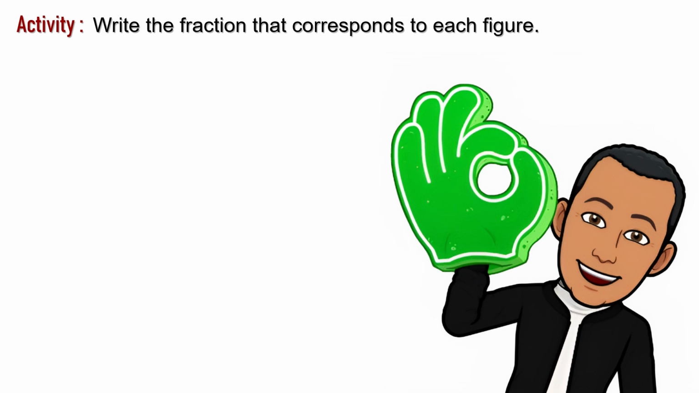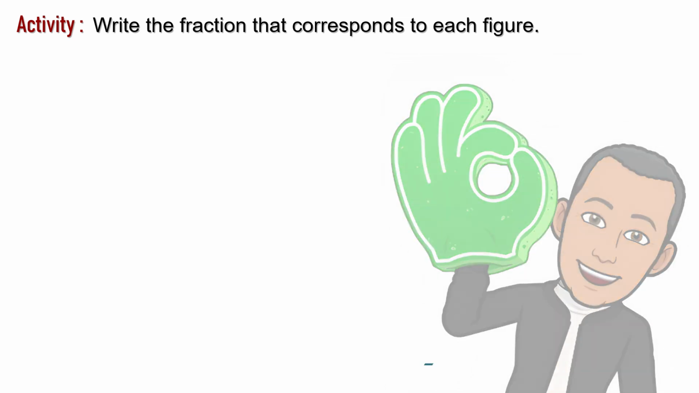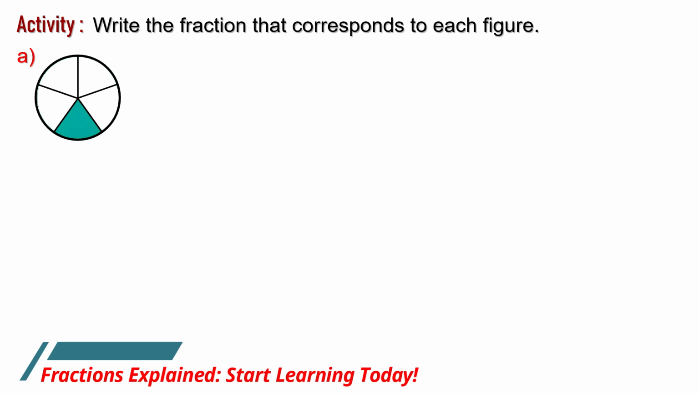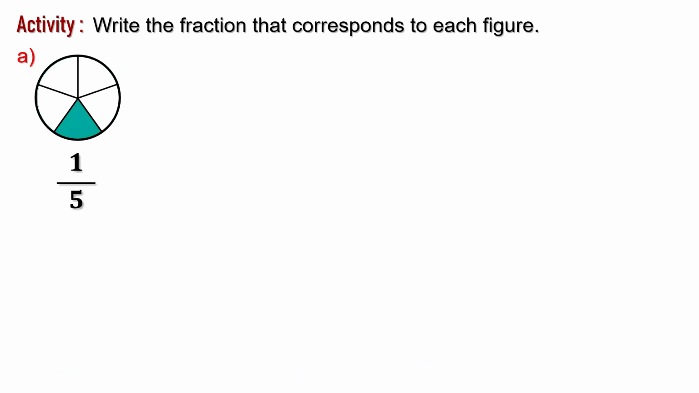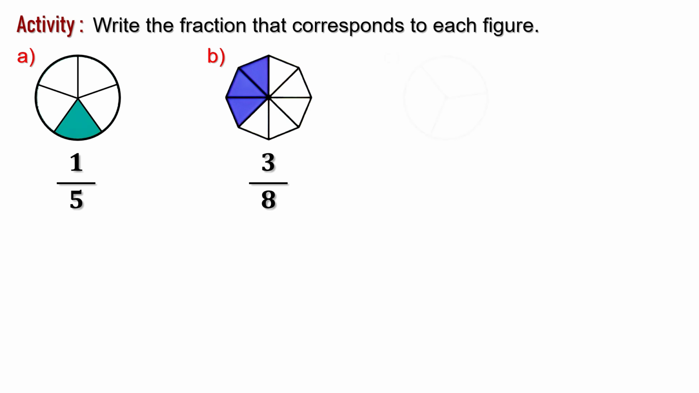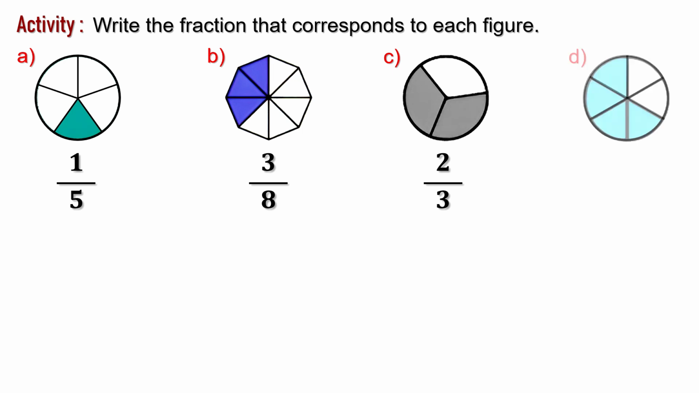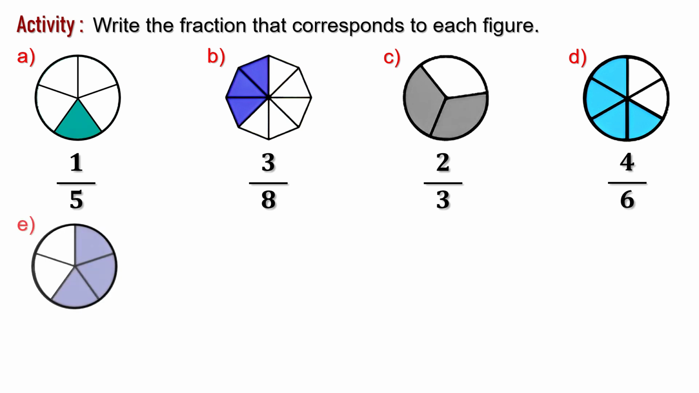Write the fraction that corresponds to each figure. Literal A. The fraction corresponds to 1/5. Literal B, the fraction corresponds to 3/8. Literal C, the fraction corresponds to 2/3. Literal D, the fraction corresponds to 4/6.